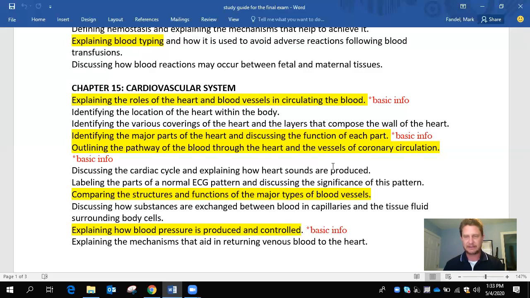It doesn't matter that it's carrying deoxygenated blood. We're talking about the pulmonary circuit right now. So the pulmonary trunk divides into pulmonary arteries. They go to the lungs. There we get the magic of the respiratory system that we looked at.